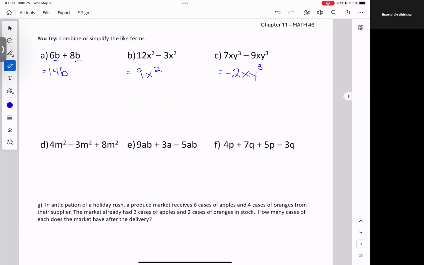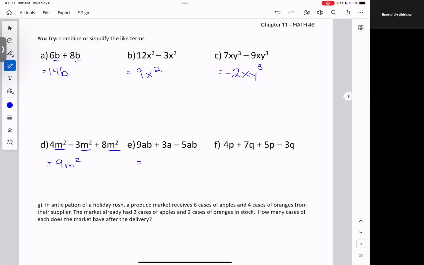All right, in these next examples, we have more than two terms, but they're all like terms, so we can combine them again. So here, all of these terms have m squareds, so they're like. 4 minus 3 would give me 1, plus 8 gives me 9. So I end up with 9m squared.